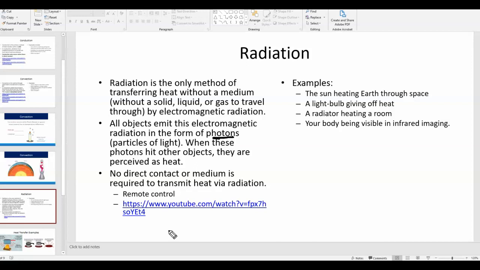Those infrared photons that are emitted by all objects can be absorbed by other objects and then be perceived as heat. With heat transfer by radiation, you don't require any direct contact, you don't require a medium, and in fact, infrared radiation, all electromagnetic radiation, can be transferred through space. This is really important because this is how we get heat from the sun, because there is no medium in space, there's no air in space, it's an empty vacuum.